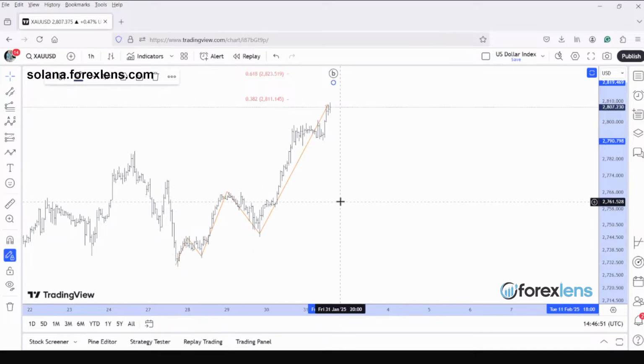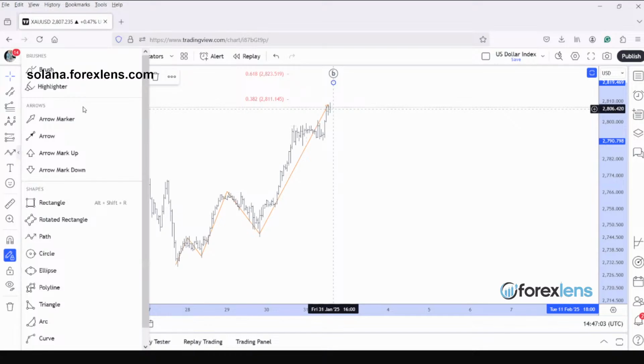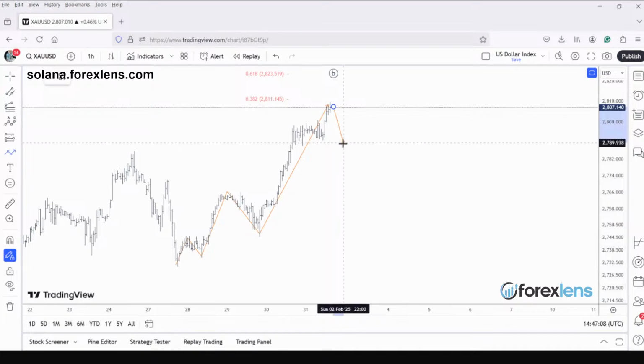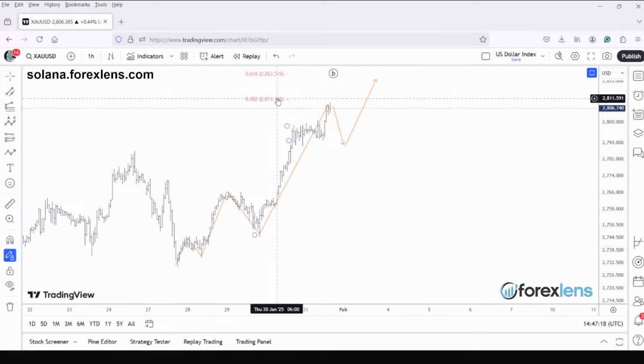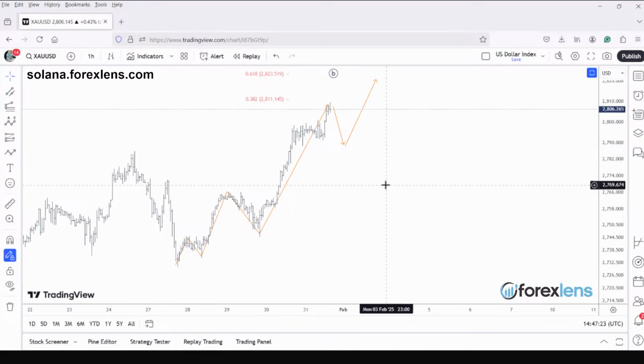And the second one is, if this is the third wave extension, then we should be having a wave 4 lower, somewhere here, and then wave 5. All right, so that is the scenario. But watch out for gold around 2820, touch and then reverse. That is most likely to happen in gold.